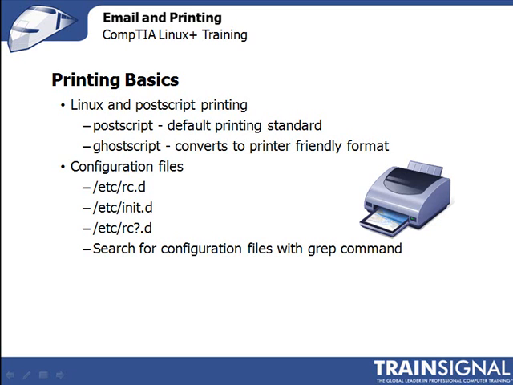Like other daemons, the printing system must be configured to start at boot up, and as we've learned, this is done through configuration files, usually stored, depending on your distribution, in either /etc/rc.d, /etc/init.d, or /etc/rc?.d, where the question mark is usually replaced by a number. The startup script will probably contain a string containing the word cups. Let's talk about what cups is on the next slide.